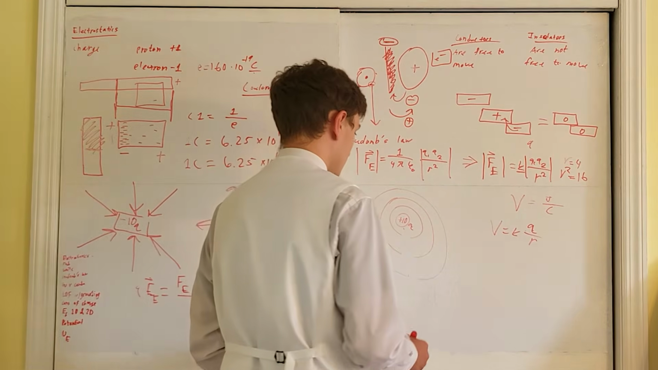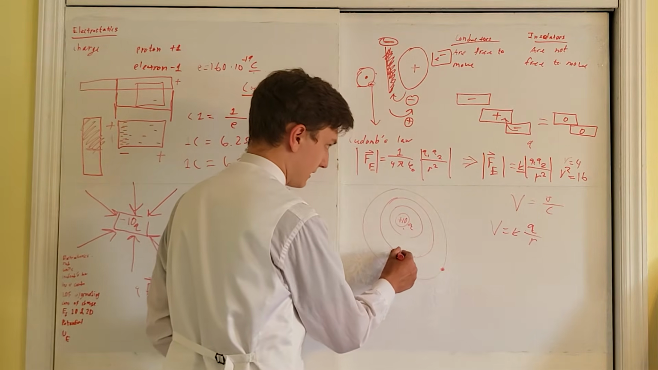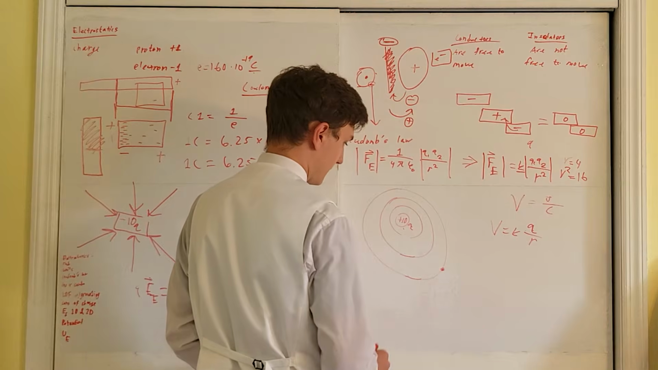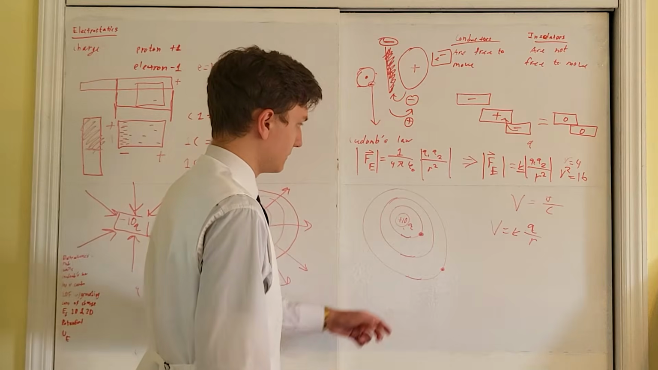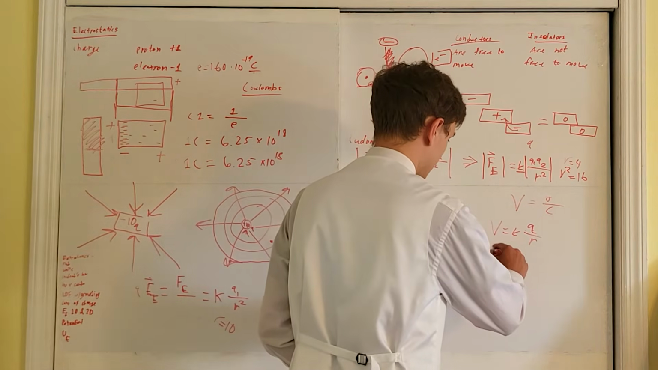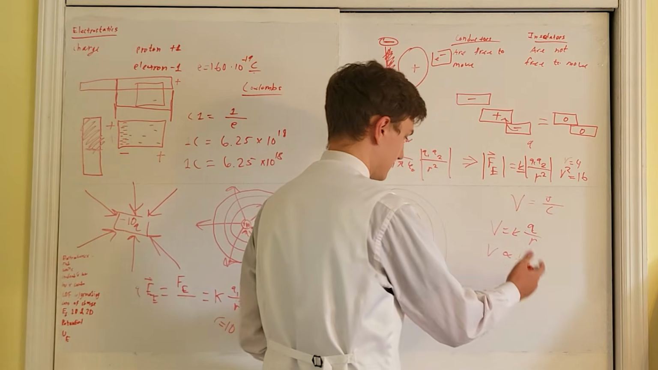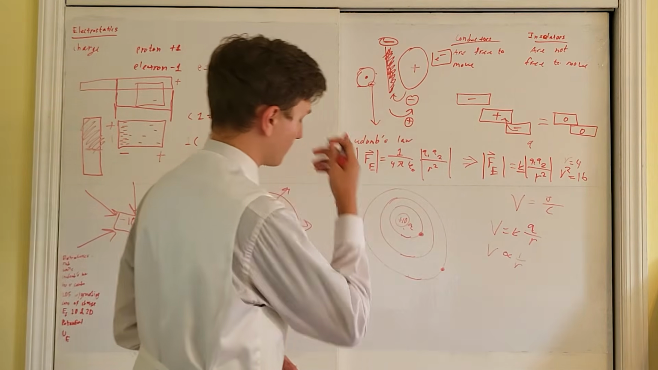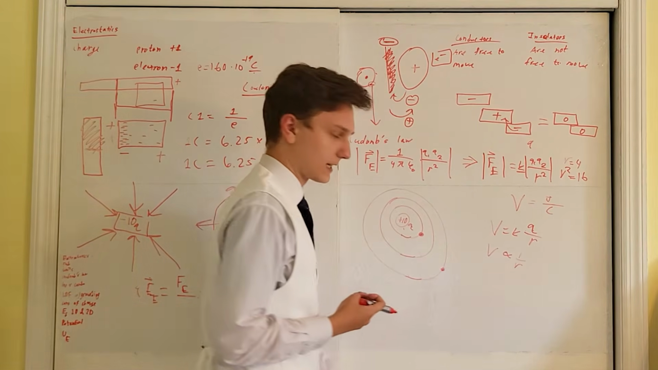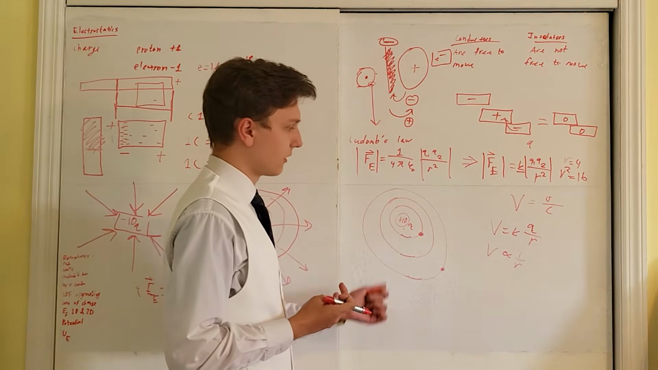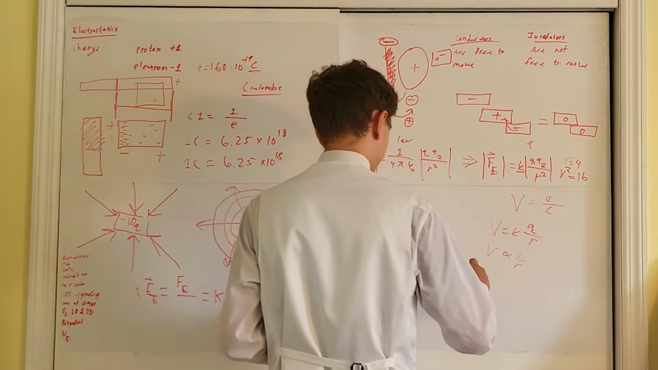If I were to put a positively charged item right there, it would have a lower electric potential than if I had a positively charged particle right here, because electric potential is directly proportional to 1 over r, inversely proportional to r. Okay? So as I get further away from the charge, my electric potential decreases, and therefore my electric potential energy decreases. So let's introduce that equation.